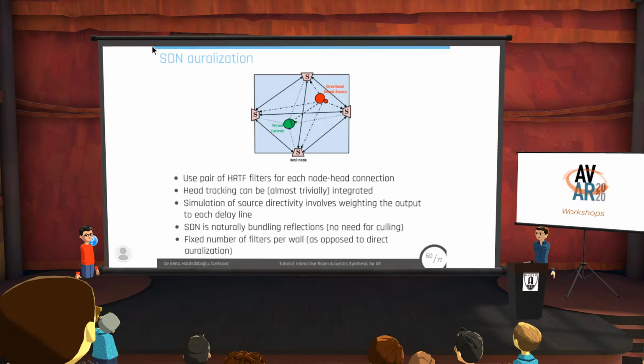So binaural auralization with SDN is possible by positioning a virtual head inside an SDN model. And each node-to-head connection requires a pair of HRTF filters. Head tracking can be almost trivially integrated into SDN. And source directivity can be simulated also in a very straightforward way. Finally, only a fixed number of filters would be necessary per reflecting surface in the model, which would reduce the computational cost even further.